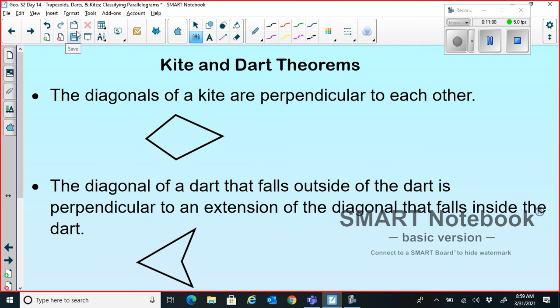Okay, before we see problems based on trapezoid, let's see theorems based on kite and dart. The diagonals of the kite are perpendicular to each other. This is the first theorem for kite, which says that the diagonals of the kite are perpendicular. So if I have these diagonals, AC is perpendicular to BD.